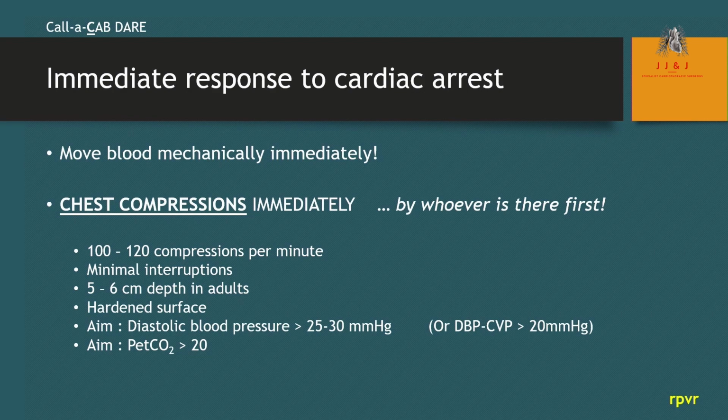And although I've left the units out over there, if you've got a capnograph, which none of our units actually have, but we really should have, because it's an essential safety tool, we should be trying to generate enough blood flow so we're generating an end-tidal carbon dioxide of at least 20 millimeters of mercury.